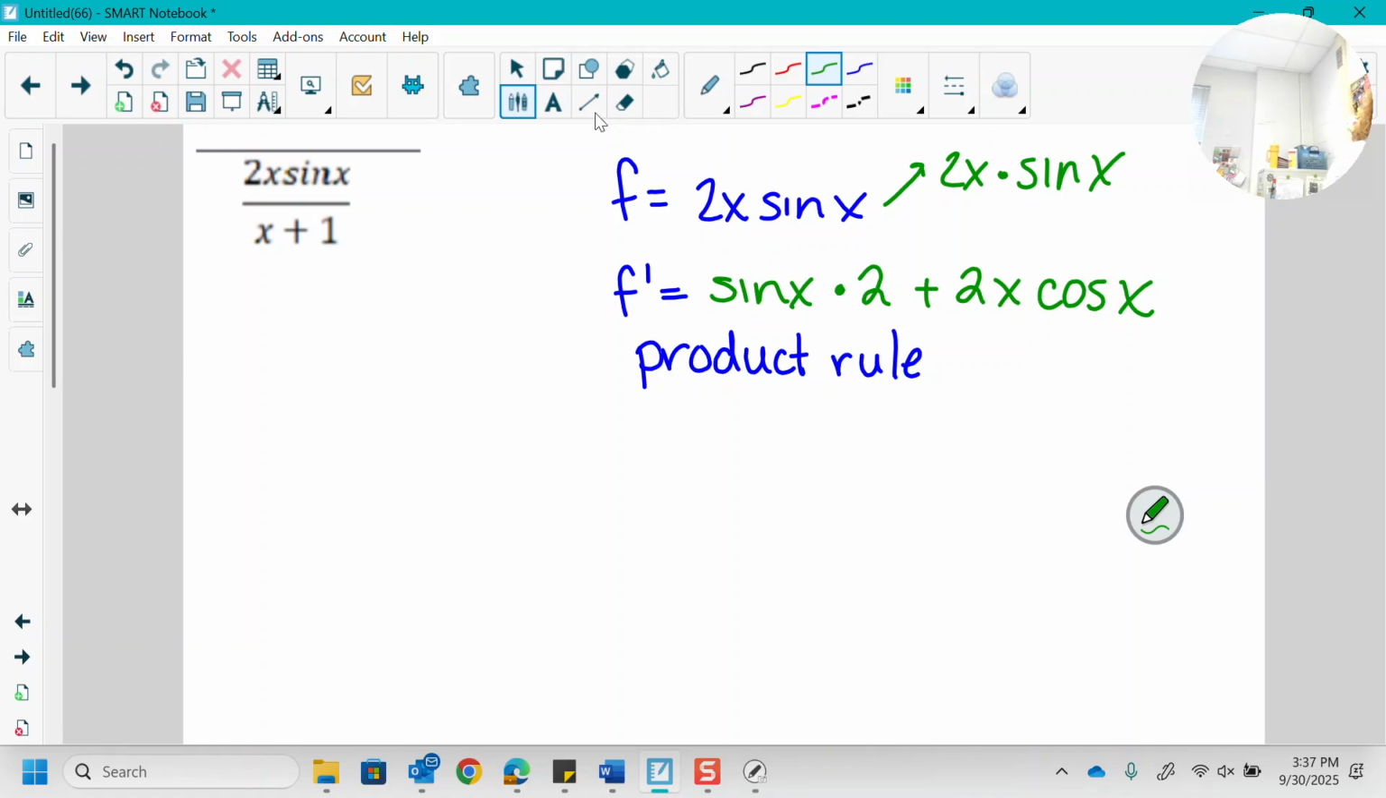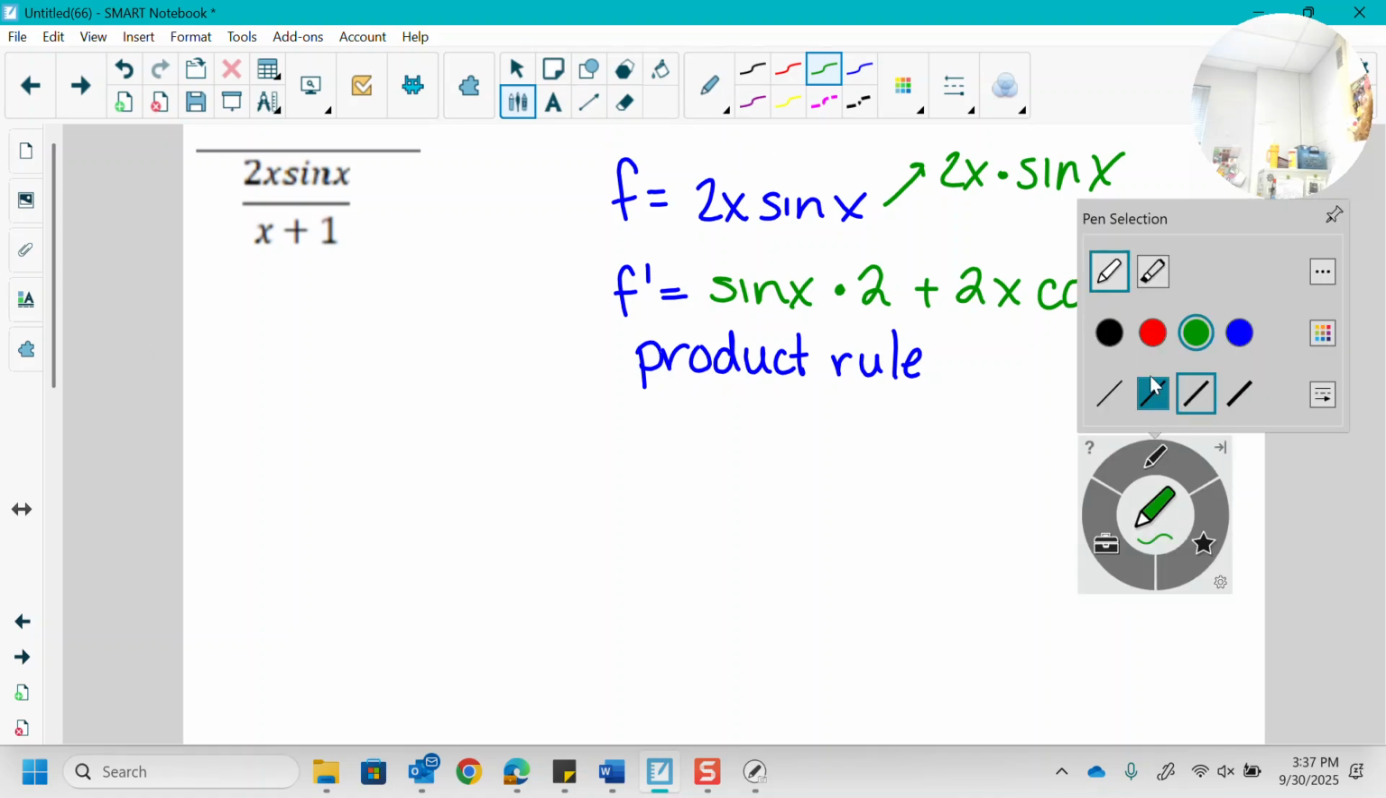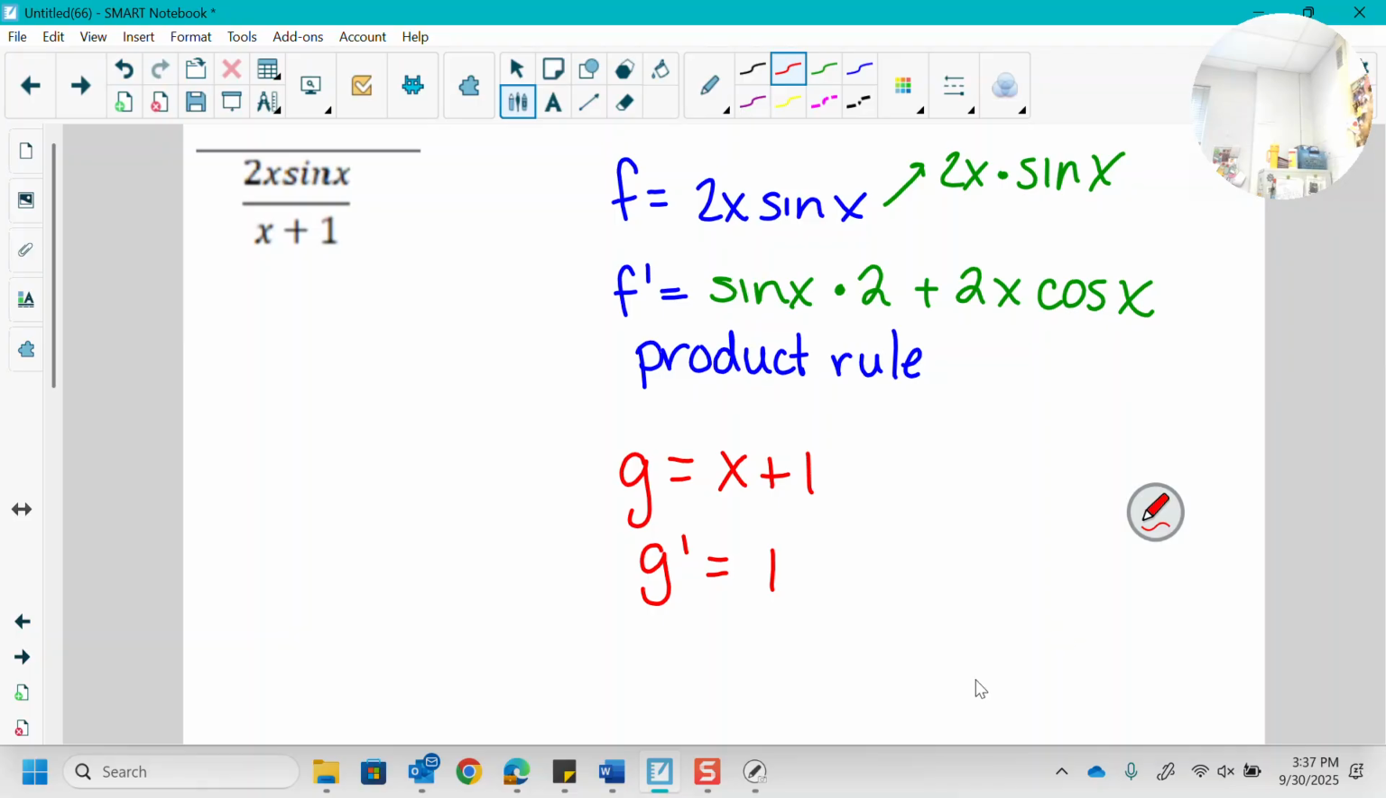Now, luckily, despite the fact that the numerator was kind of a hot mess because it's got a product rule inside of it, the denominator is pretty simple. My g is x plus 1, g prime is 1. So we've got at least that going for us. So I've got a pretty complicated f prime.